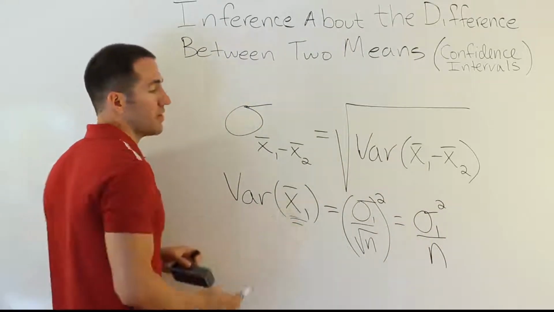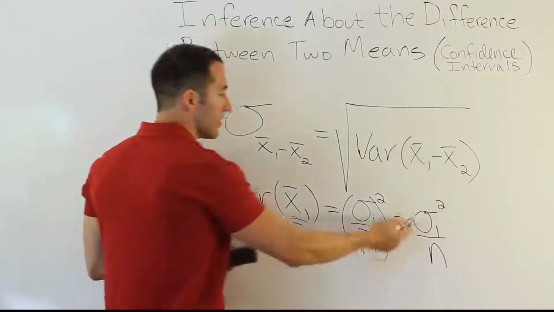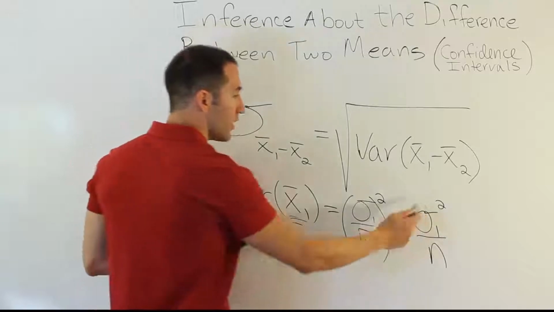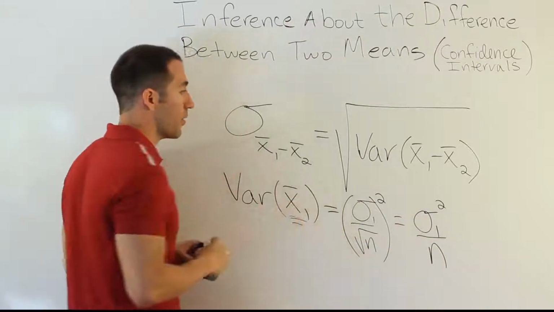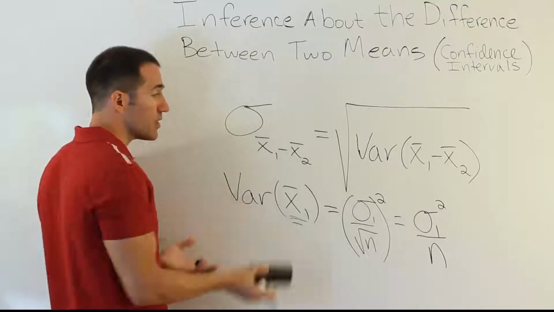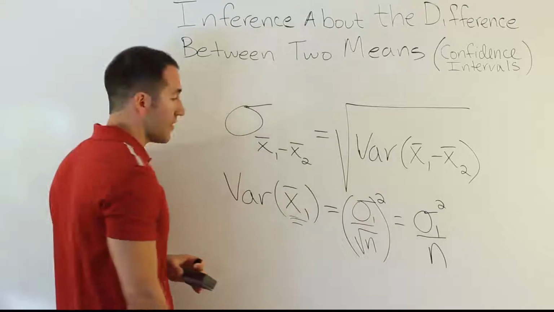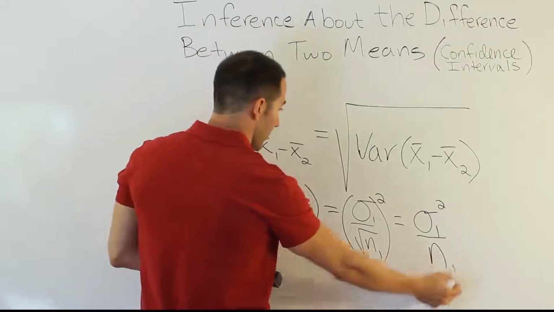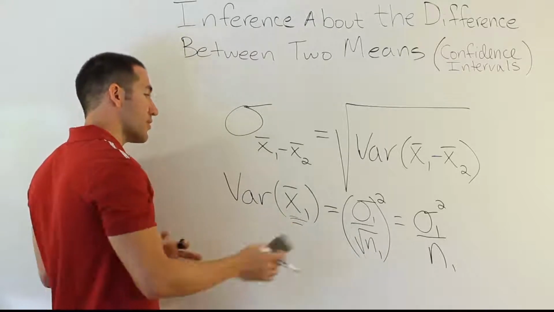And by the way, this part of the central limit theorem doesn't depend upon normality. This is the variance for x bar 1, regardless of whether it's normally distributed or not. Either way, we know the variance for x bar 1. Of course, we also know the variance for x bar 2. Just put 2's here for that subscript. The n here is also subscript 1. All right, so we know the variance for x bar 1, and we also know the variance for x bar 2.